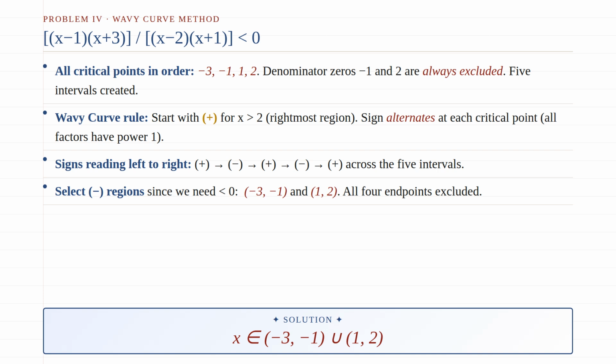Problem 4 uses the wavy curve method. Critical points in order: -3, -1, 1, and 2. The denominator zeros, -1 and 2, are always excluded. Starting from the right with positive, the sign alternates at each critical point because all factors have power 1. Reading left to right, the signs are positive, negative, positive, negative, positive. We need negative regions, so we select -3 to -1 and 1 to 2, all endpoints excluded.